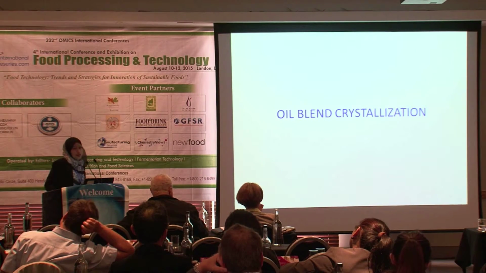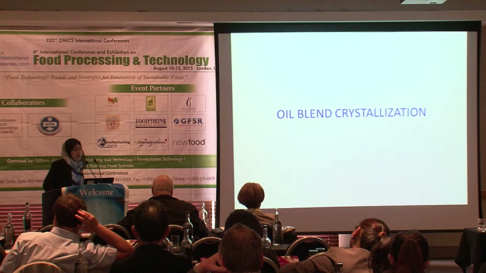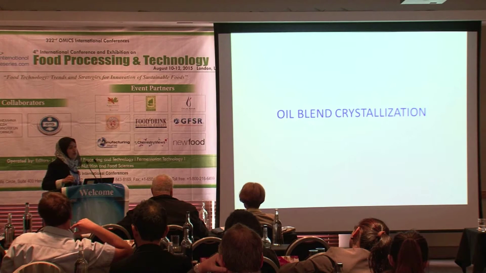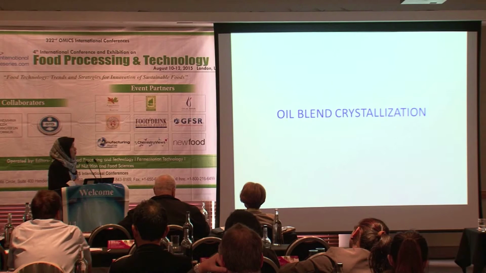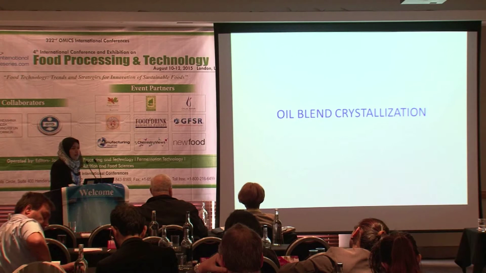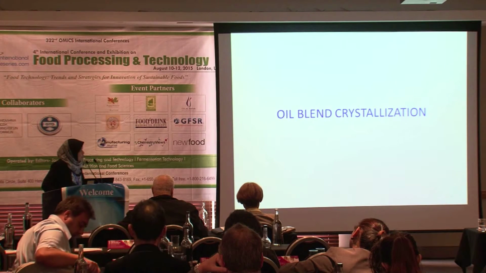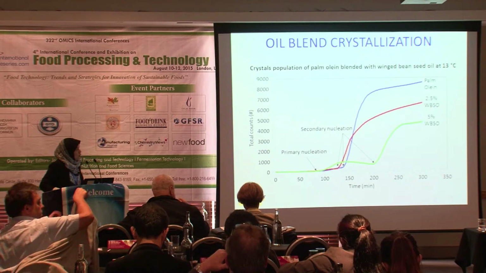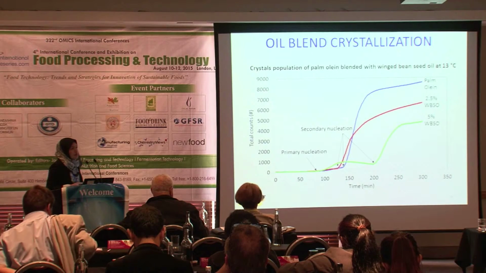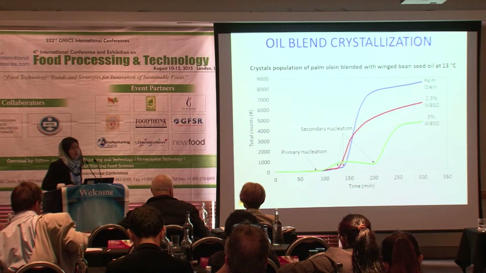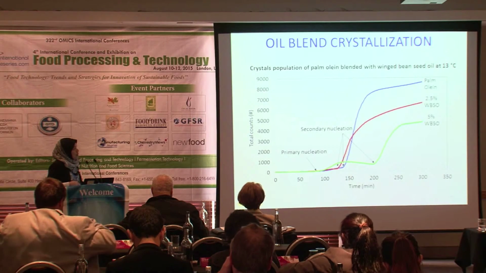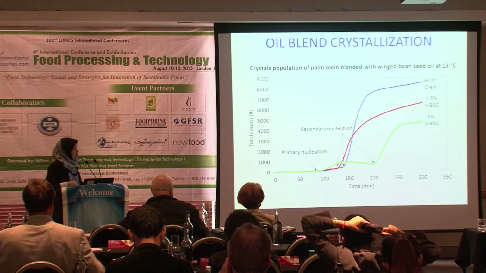Now, we also did a study on the effect of blending palm olein with a legume seed oil, which was wing bean seed oil, to see whether the legume seed oil behaved as an anti-crystallizer or as a crystal promoter. So what we did was we blended palm olein with two ratios of wing bean seed oil, which is a tropical oil in Malaysia. It's a four-angled bean, which is usually eaten raw. From the seeds, we extracted the oil, and we mixed it with palm olein in 2.5% and 5% ratios.